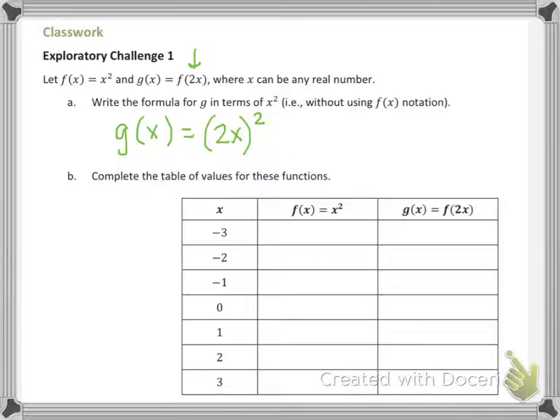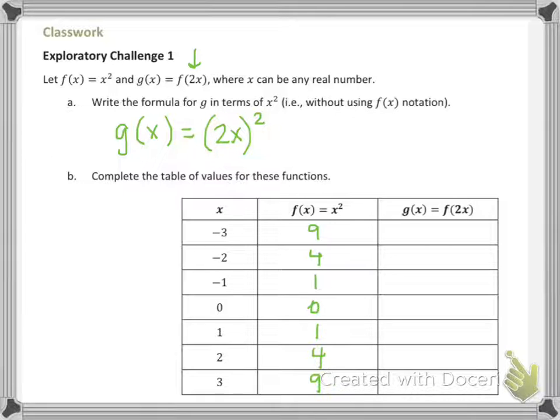And now we've got some values for x and our two functions, and we can just plug these in and calculate our outputs. So let's do the first column first. f of x is x squared, so negative 3 squared is a 9. Negative 2 squared is a 4. Negative 1 squared is a 1. 0 squared is a 0. And we've got these on the positive side.